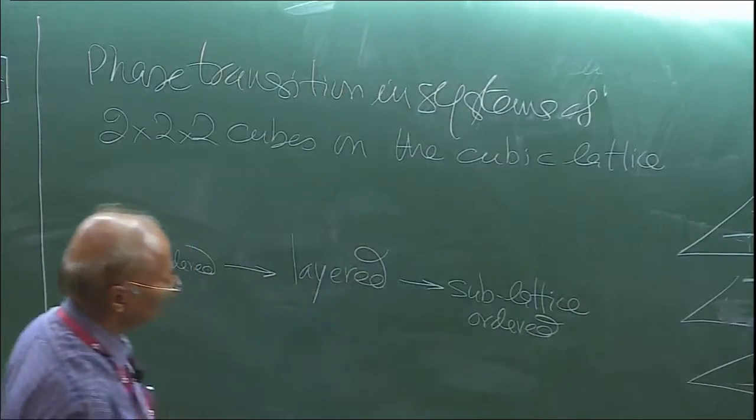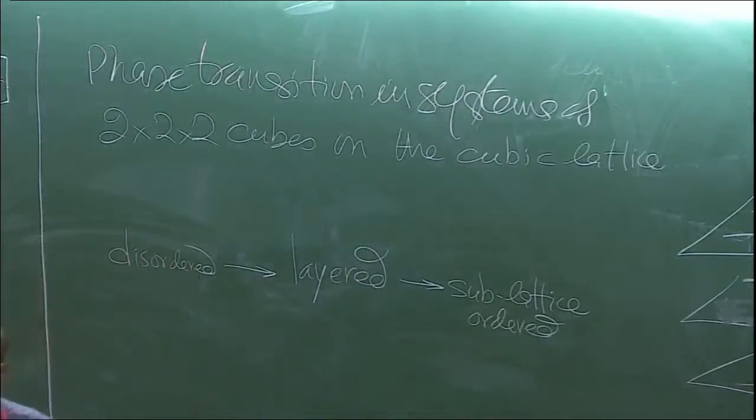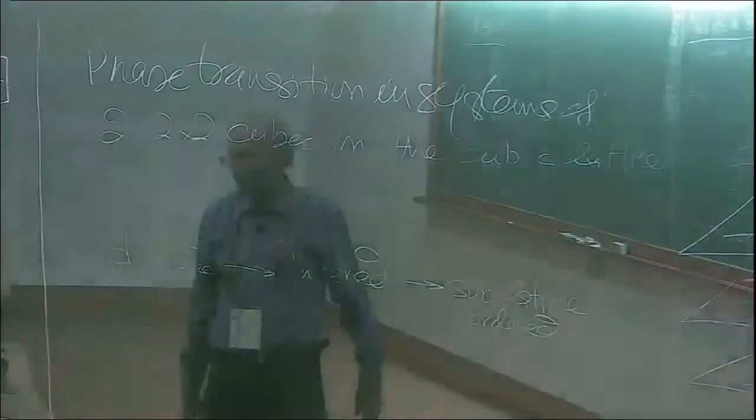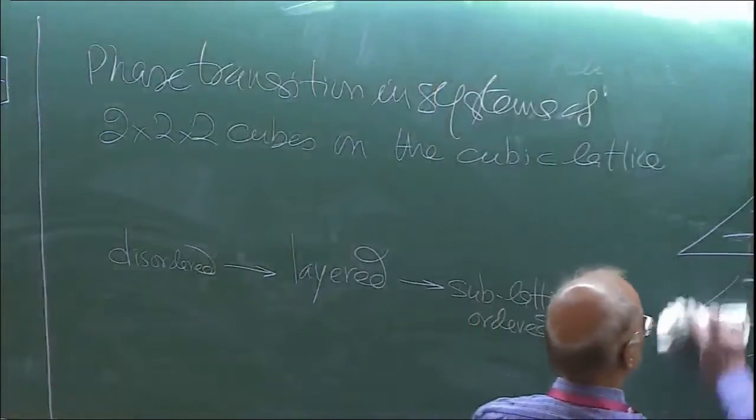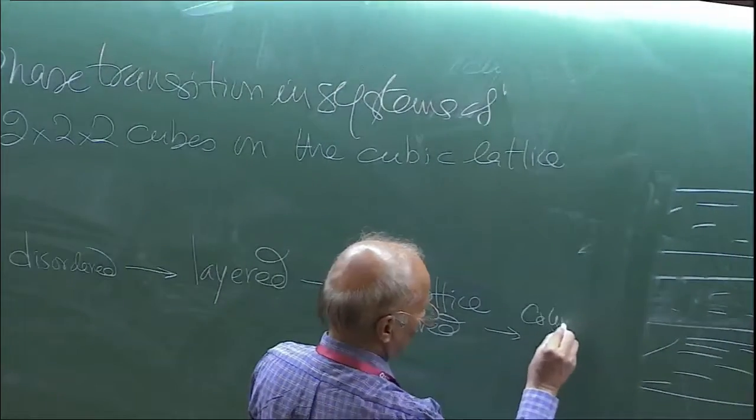Okay? But then, if you increase density, they become sublattice ordered, where one of the 8 sublattices is selected, and it's a periodic arrangement, a solid, crystalline-like structure. But then if you increase the density even more, this goes into columnar order.